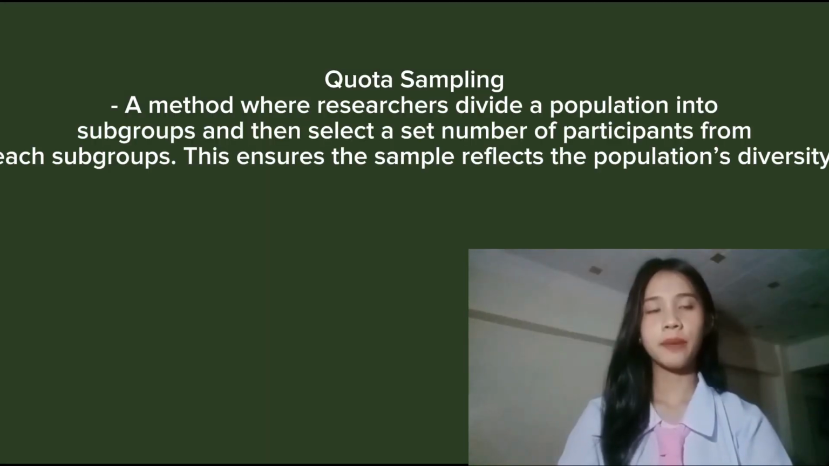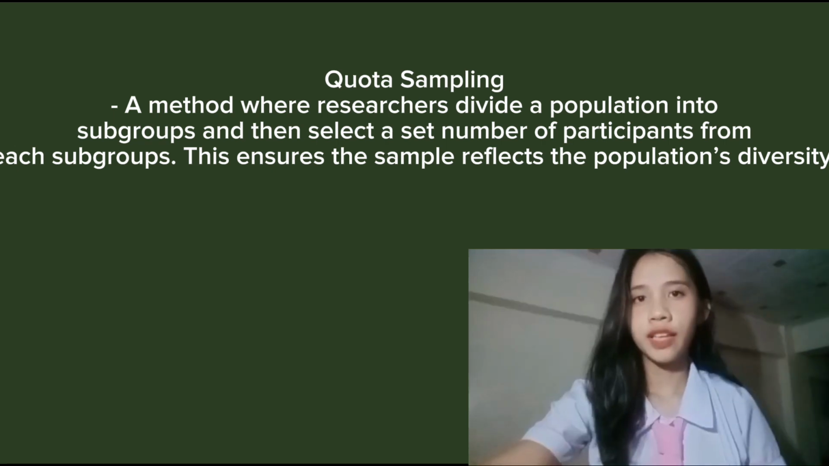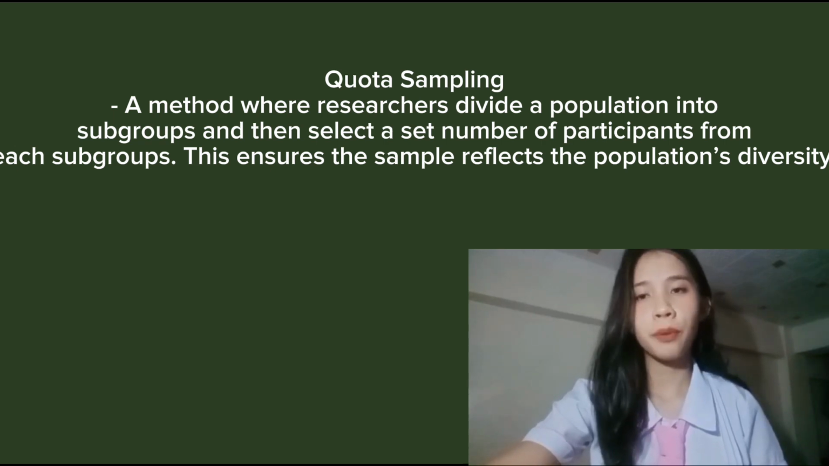Quota sampling is a method where researchers divide a population into subgroups and then select a set number of participants from each subgroup. This ensures the sample reflects the population diversity. Quotas are determined by dividing the population into subgroups based on specific characteristics like age, gender, or income. The proportion of each subgroup in the sample matches its proportion in the overall population, ensuring diversity and representation.